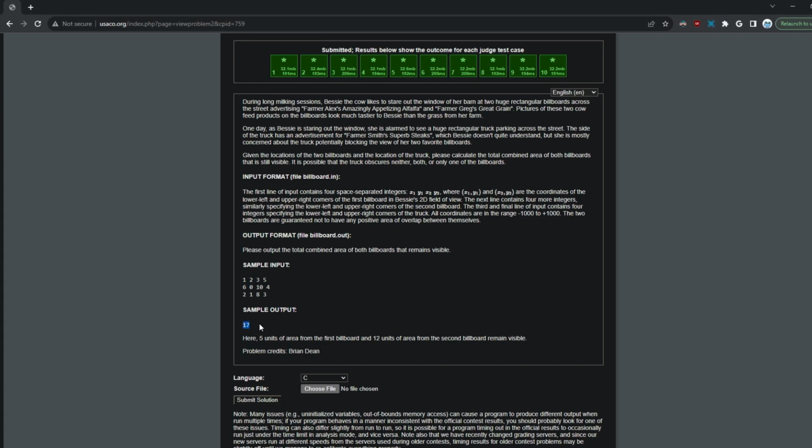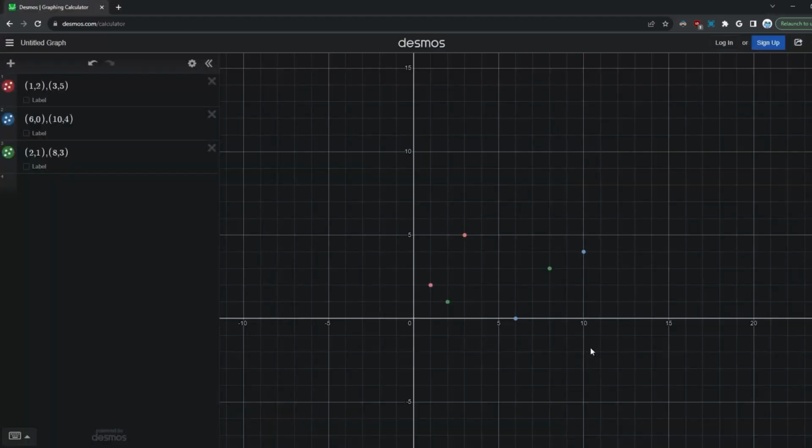And obviously this is near impossible to do just in your head, so I'm going to graph it out for you guys. So as you can see, I have the billboards and the truck here. Billboard A is in red, billboard B is in blue, and the truck is in green. So billboard A and the truck clearly have an overlap, as you can see. It's going to be this one square right here. So let's try to find that overlap.